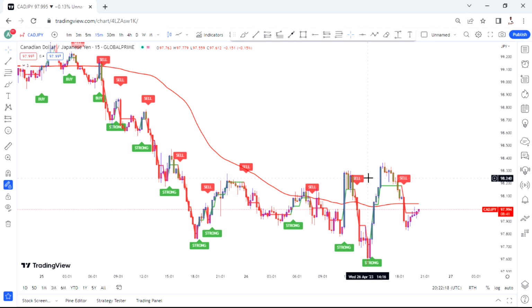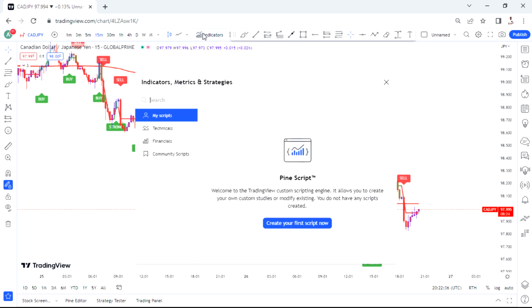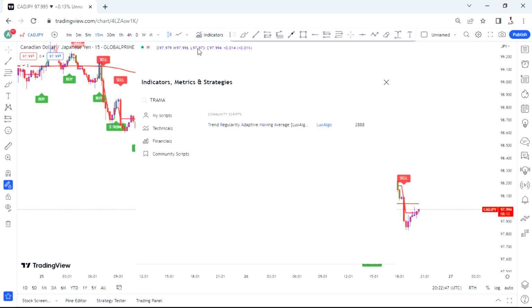Okay, so last thing, let me just tell you the settings of the indicators and which indicators I use in this particular trend here. So the first indicator here, which is the red line, which is giving us the market trend, is called, go to the indicator. Remember, this only works in TradingView. So when you come to the indicator window here, you search for trauma, and this is it. This is brought to you by LuxAlgo. So you add this to your chart.